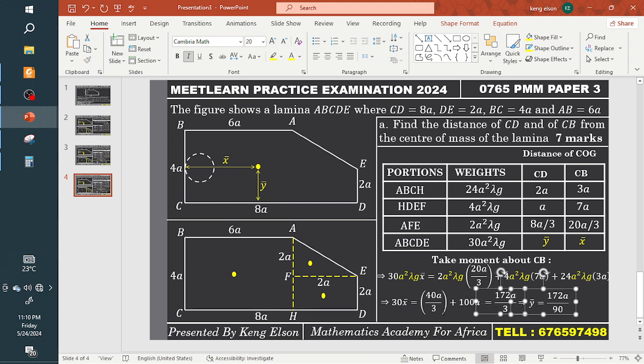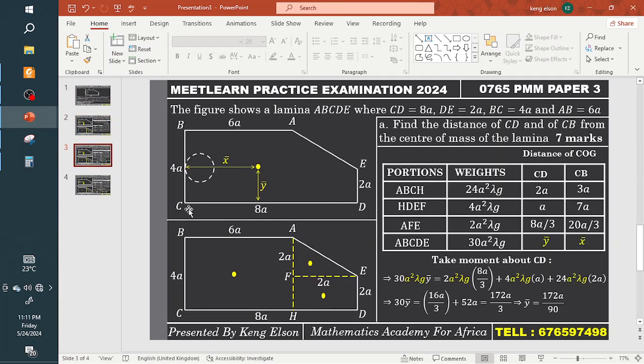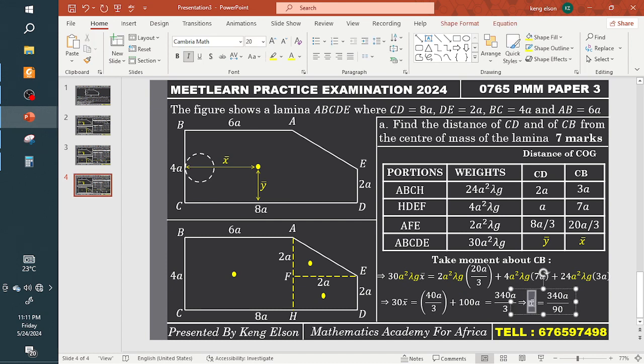Now, having that to be 100, we have 30 plus 100 is 340. We divide by 30, we are going to have here over 90. So 340. Okay. 340. Let's go to this pool and see something. Yes, 43 on 85. Are you sure it's actually on 19? Anyways, we'll try to see if I've made a mistake or not. So this is x bar. Okay, 30. One of these terms will even cancel. We have 34 over 9. Okay. Is there any other thing?